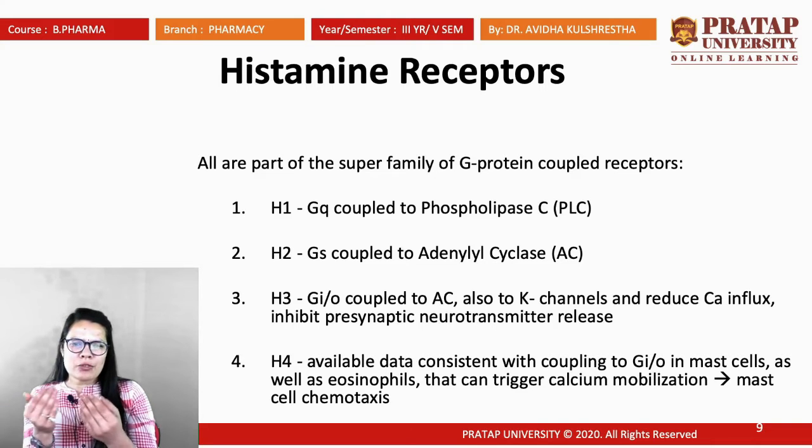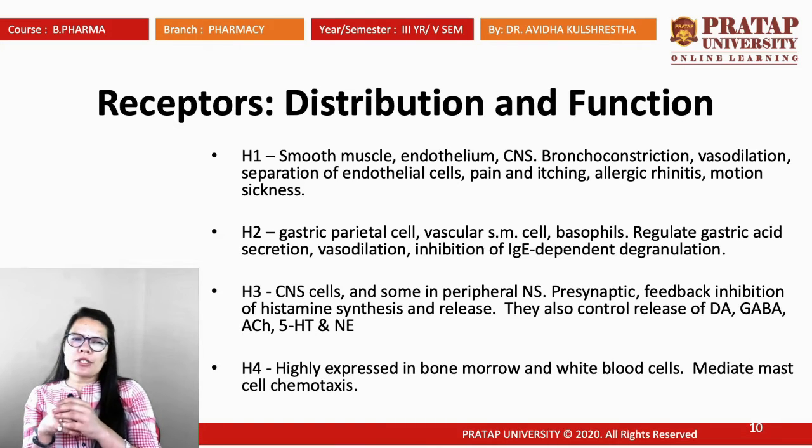So basically H1 and H2 create major histamine release in the body, and are mainly responsible for problems related to allergy. H3 and H4 are quite rare, and sometimes severe. Receptor distribution and function: these are the H1, H2, H3 and H4 receptors. Their distributions are in different parts of the body and their functions are different.